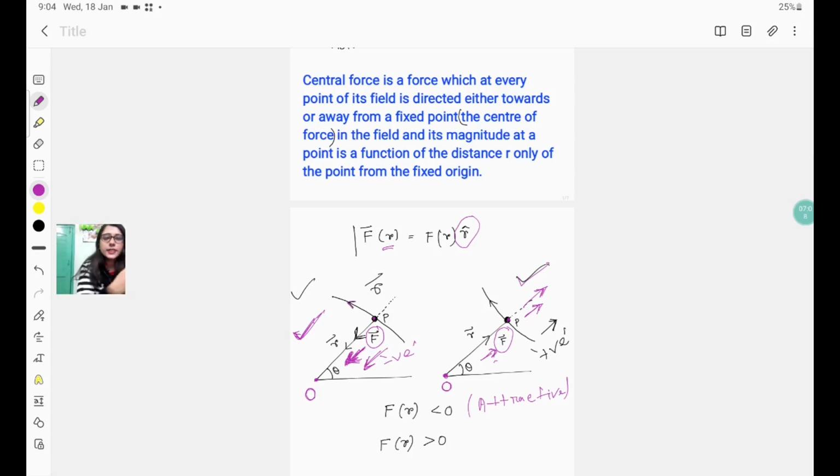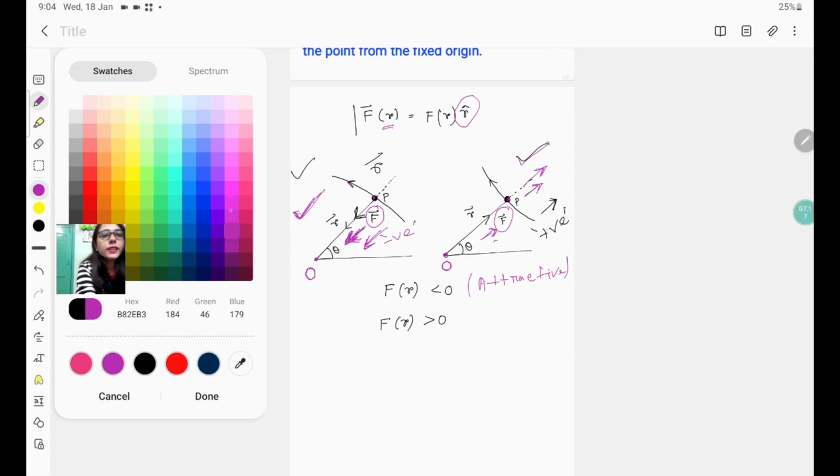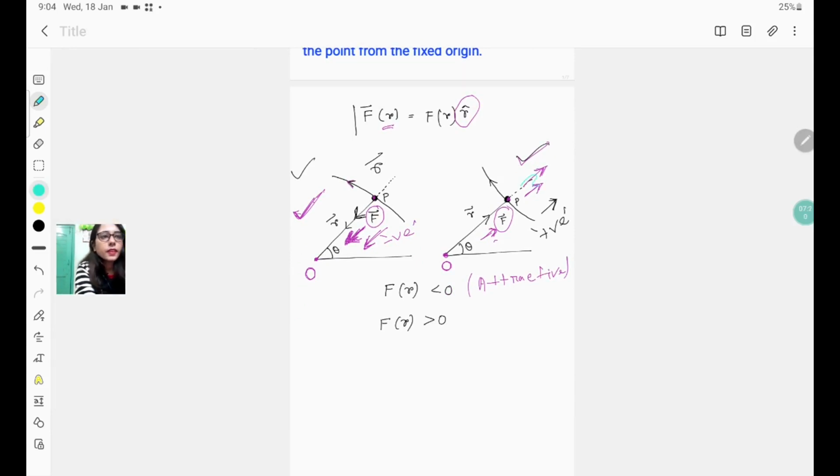Okay. In the second scenario, the force F is a function of r that is greater than 0. Why greater than 0? Because the direction is away from a fixed point, along this direction, and this one is positive. If the force is towards the origin, that is along the negative direction, that is negative. But if it is away from the origin, it is along a positive direction. So this one is a positive force, this one is a negative force. So if the force is greater than 0, it is always a repulsive force.